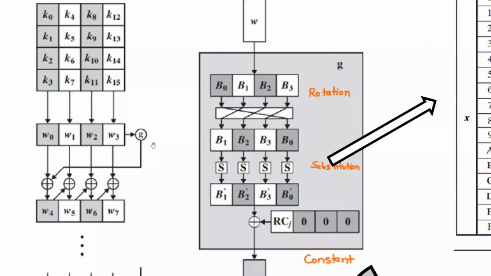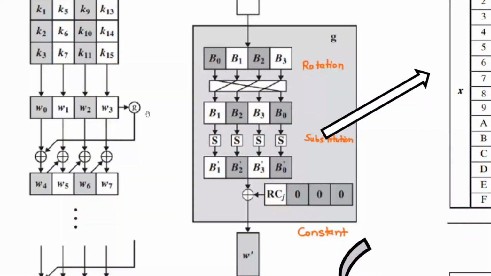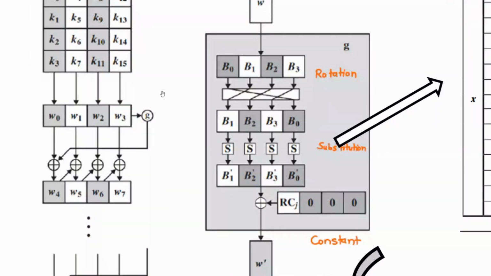There is one value called W3. W3 goes inside a function called G, right? So W3 goes inside this function called G. G का जो भी output होगा, that is XORed with W0 and we will get W4. Any doubts with this so far? We'll understand G again, वापस एक बार पढ़ेंगे.